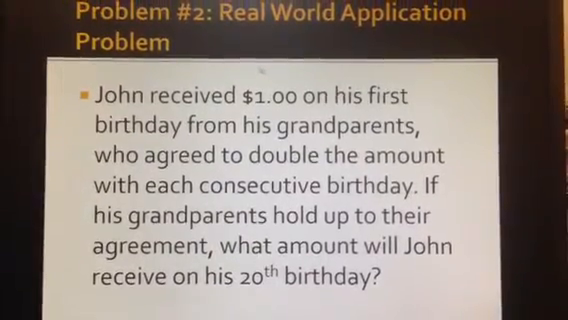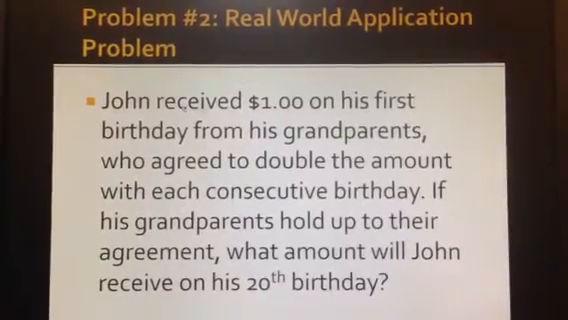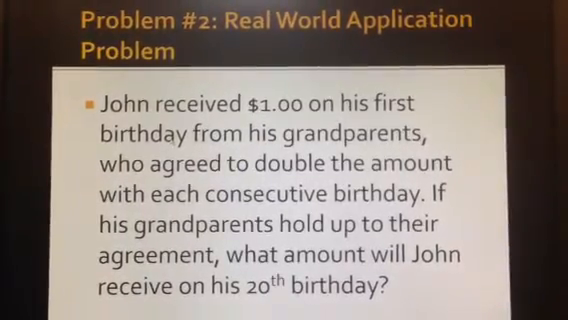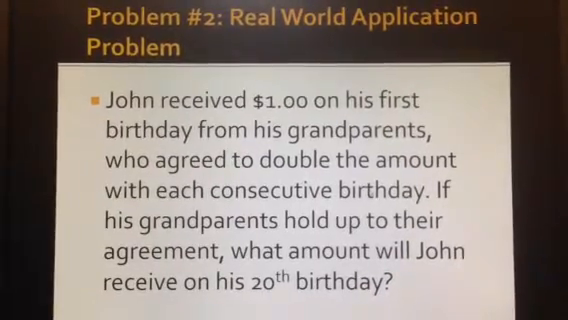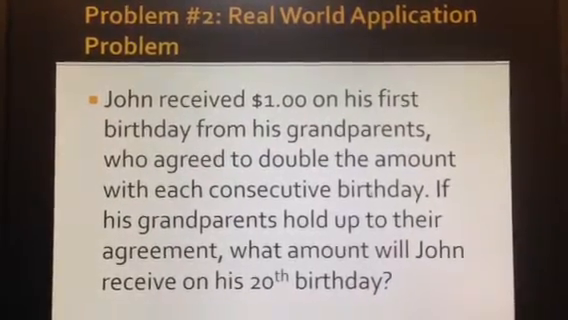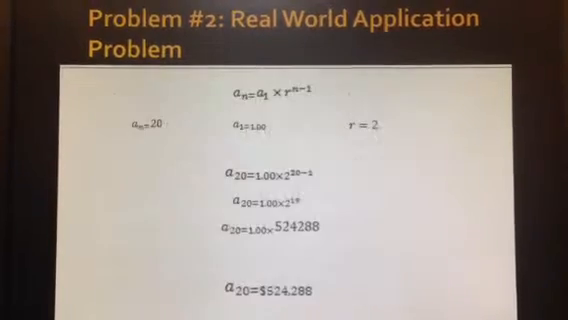For the second problem, the real-world application problem: John received $1 on his first birthday from his grandparents, who agreed to double the amount with each consecutive birthday. If his parents hold up to their agreement, what amount will John receive on his 20th birthday?